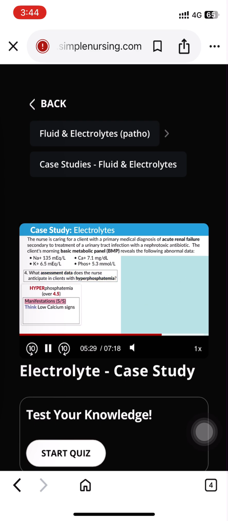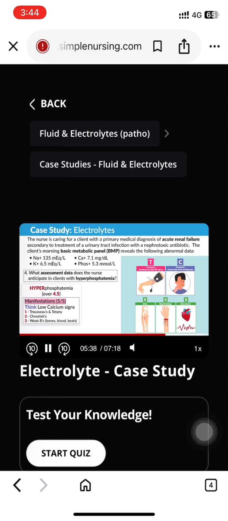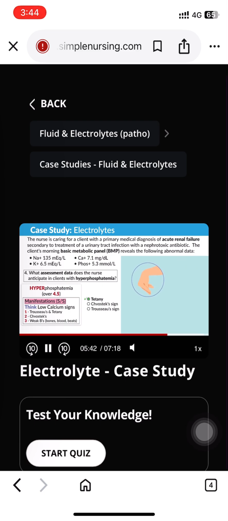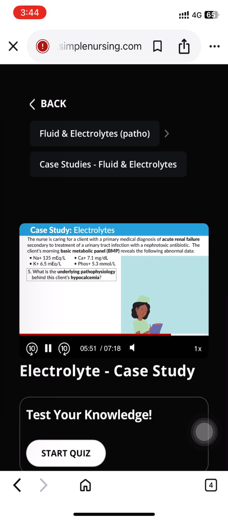So the top 3 signs and symptoms that you should know is Trousseau's and tetany, as well as Chvostek's, and even weak B's, so weak bones, blood, and beats. So the correct options is tetany, Chvostek's, and Trousseau's, which is that arm twerk with the blood pressure cuff on. And lastly, question number 5.